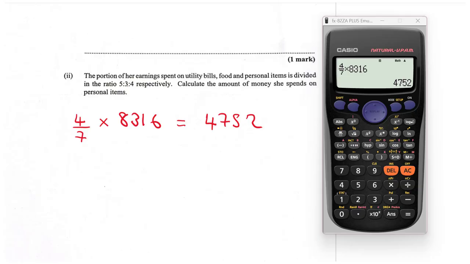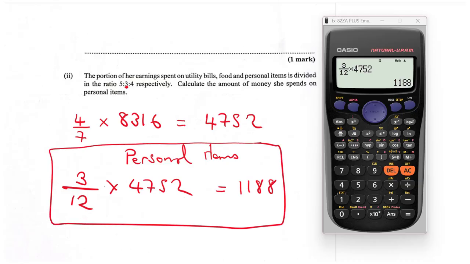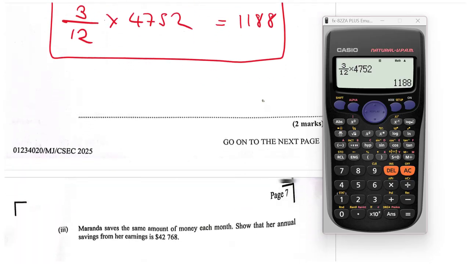Right, so now we need to calculate the amount of money she spends on personal items. Personal items is 3 right there, so it is going to be 3 over the total ratio. So 5 plus 3 is 8, 8 plus 4 is 12. So it is going to be 3 over 12 times 4,752, and when we enter that in our calculator, that gives us 1,188. So let's write personal items right here. Right, so let's move on to the next question.